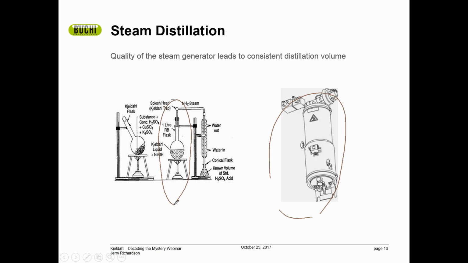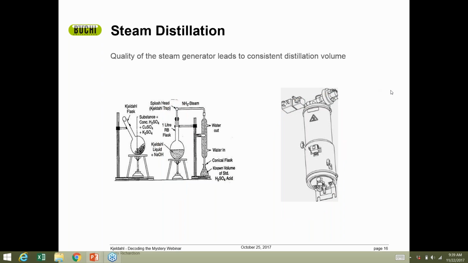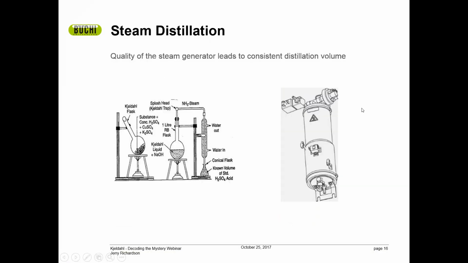So the steam generator for Buchi is one of those big differences that I think makes all the difference in the world. Why? Because at the end of the day, only two things come over in the distillation from a digested sample. Only two, and that is water and ammonia, and that's it. So the consistency of that distillation is extremely important, and that's what we are able to accomplish now with our steam generators. And by the way, it doesn't matter which model version of Buchi you have, the steam generator is the same in every single model.